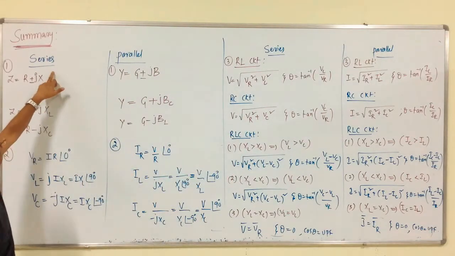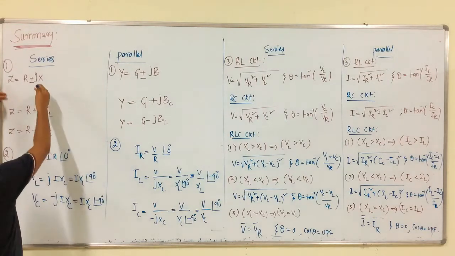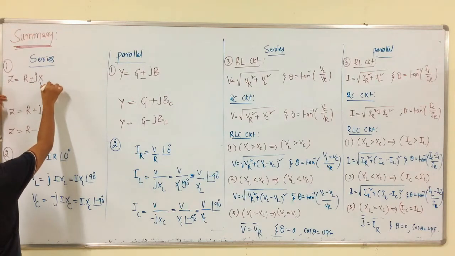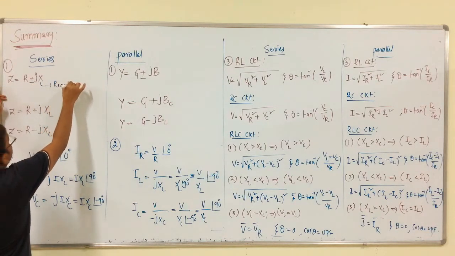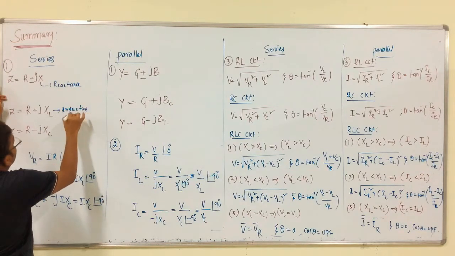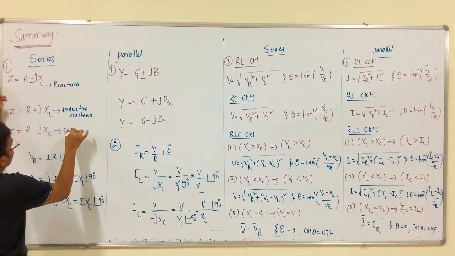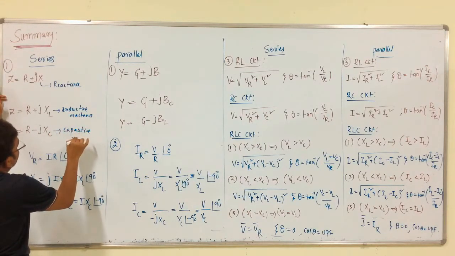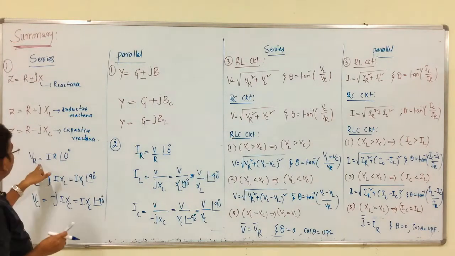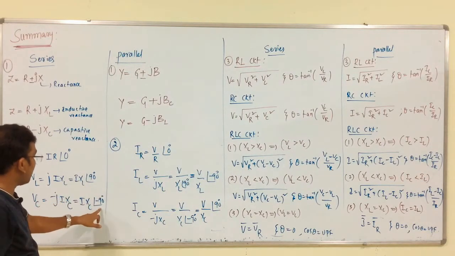In case of series circuits, we have impedance Z equal to R plus or minus jX. This is nothing but reactance. Here we have R plus jXL, this is inductive reactance, and R minus jXC, this is capacitive reactance. So VR is IR at an angle of 0, VL is I XL at an angle of 90, and VC is I XC at an angle of minus 90.